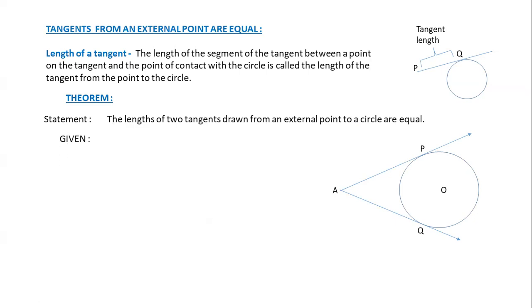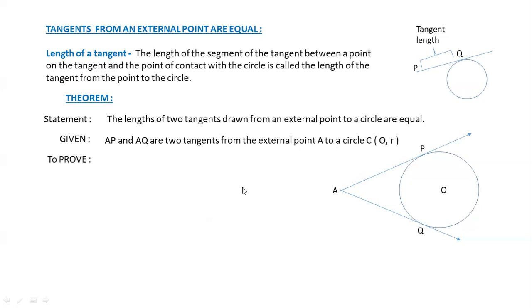Now, what is given? AP and AQ are two tangents from an external point A to the circle with center O and radius R. These are the two tangents from an external point. This is what is given. Now let us see what you have to prove. You have to prove that AP and AQ are equal.